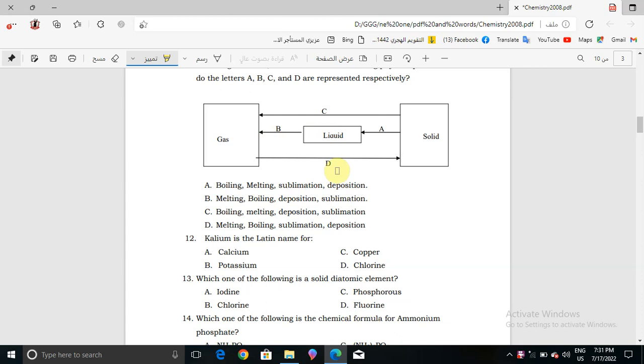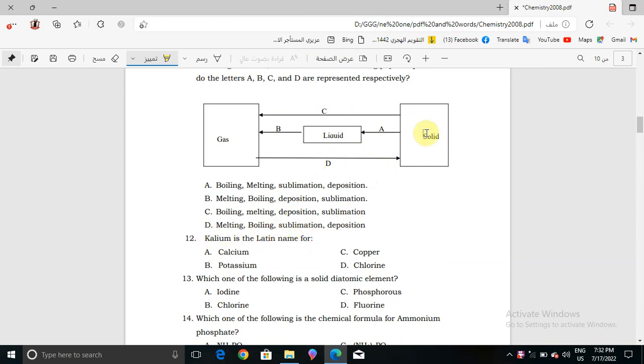Actually, this answer is not correct. Okay, let's do it together. From solid to liquid, what will it be? It will be melting, right? So if it is B or D, cancel A and C. Now what do we have? B and D. Then in B, what will be the correct one? From liquid to gas, it will be boiling. But both of the choices also have boiling. Now in C, from solid to gas, what will it be? It will be sublimation. So choice D is the correct answer.